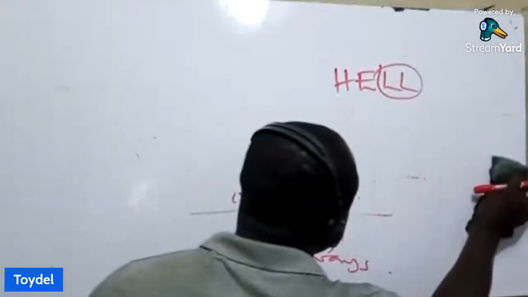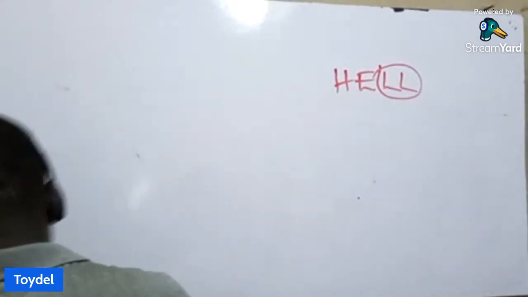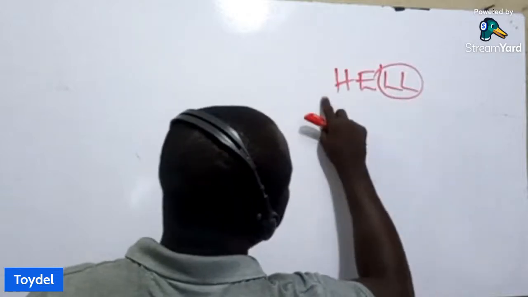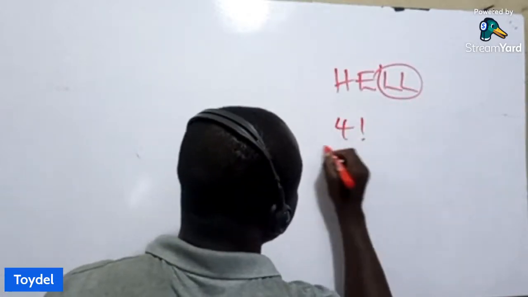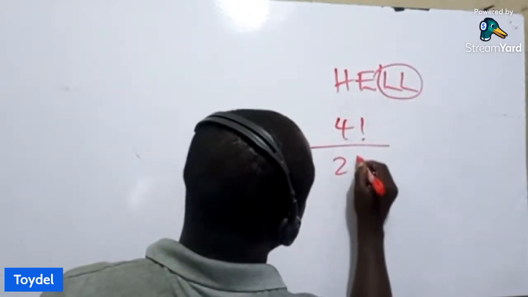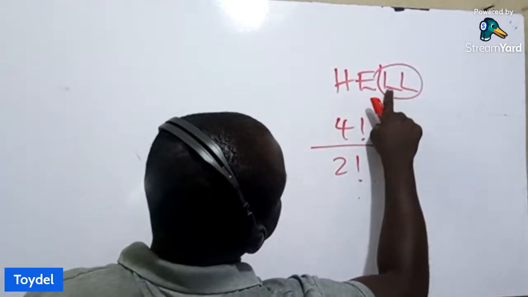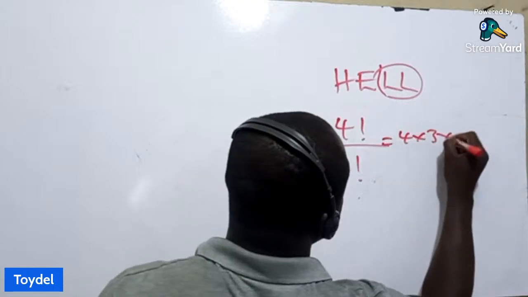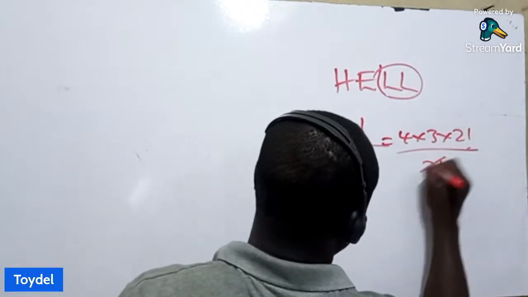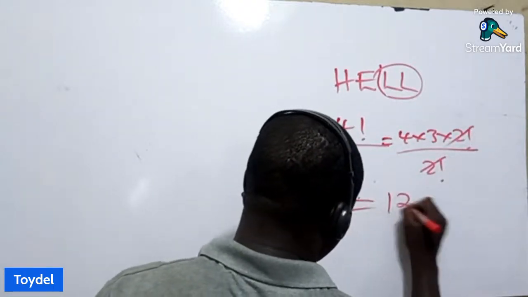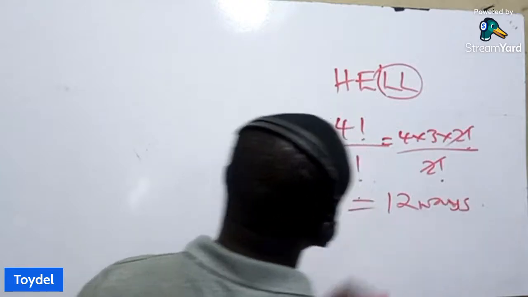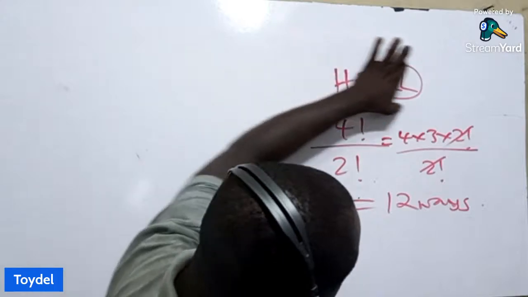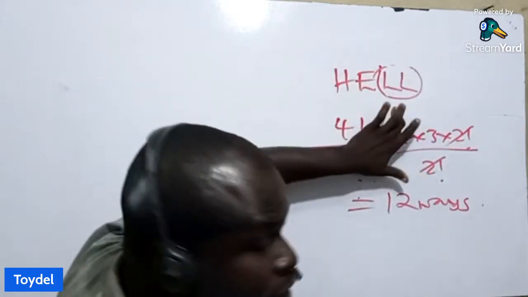For instance, in this case, without the restriction, if you want to find the number of ways that we can arrange the letters of this word, we take everything together. We are going to have 4 factorial all over 2 factorial, because there are 2 L's that we cannot separate. Then we have 4 times 3 times 2 factorial all over 2 factorial. The number of ways will be 12 ways. That's the ideal thing to do if you have to find the number of ways that the letters of this word can be arranged.